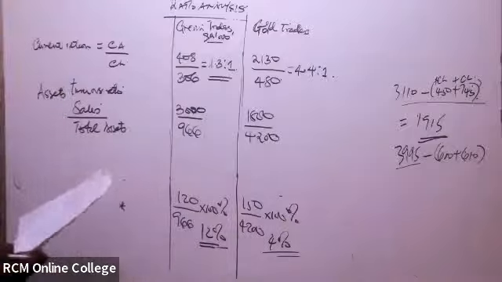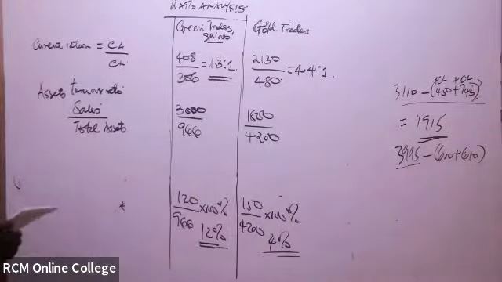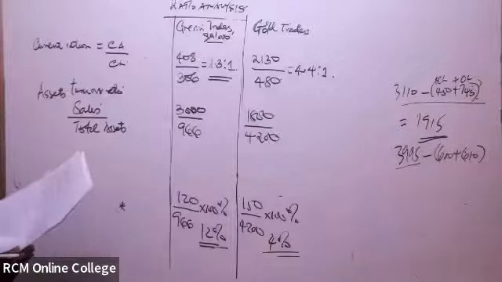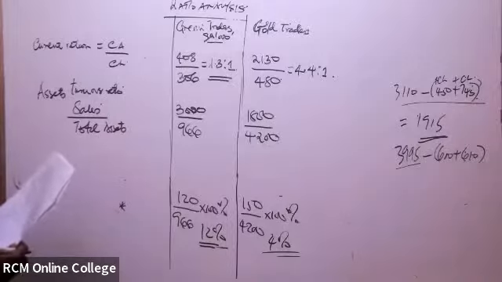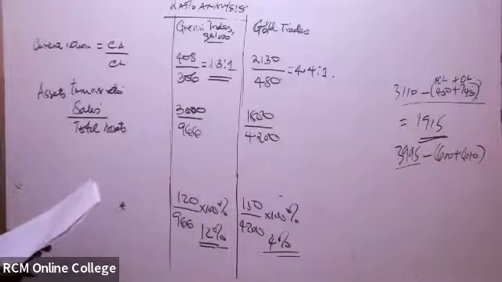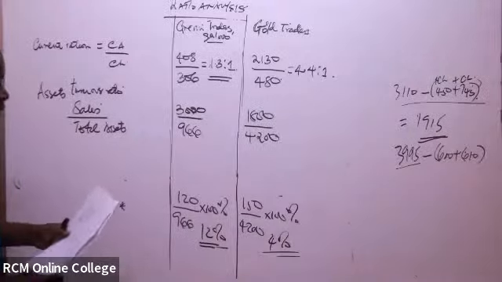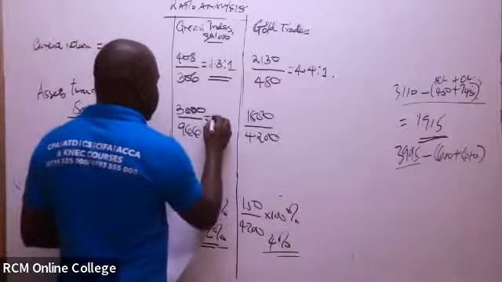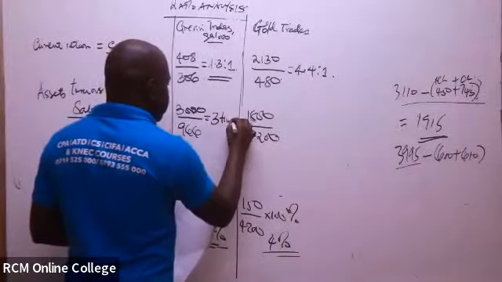So how many times is it turning over in Green Traders? It is 3.3 times. You can just round off to 3 times.